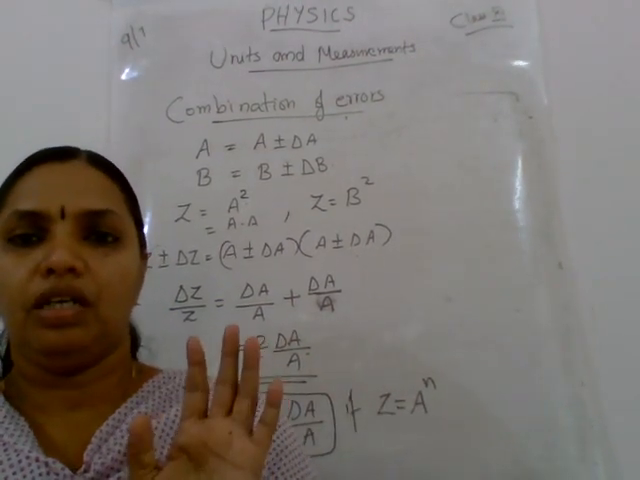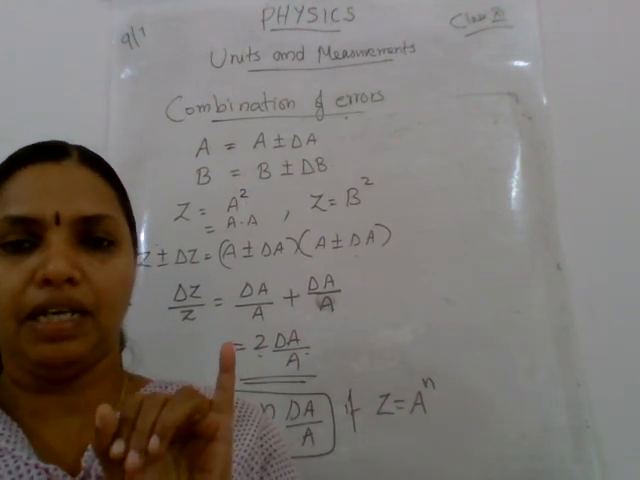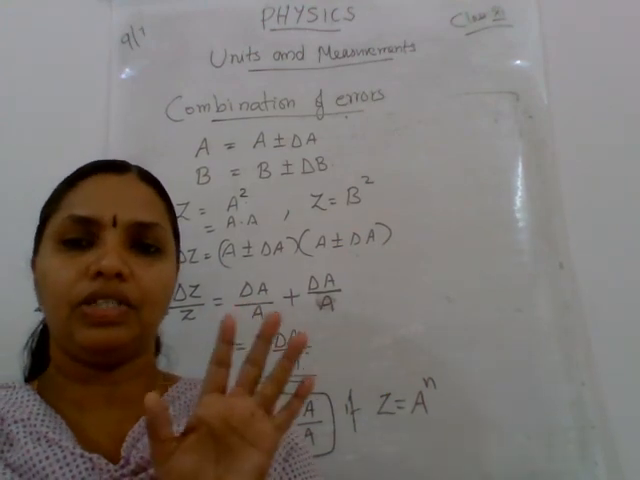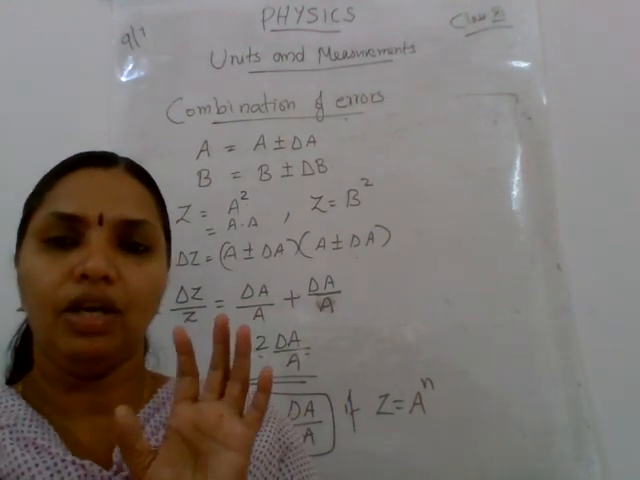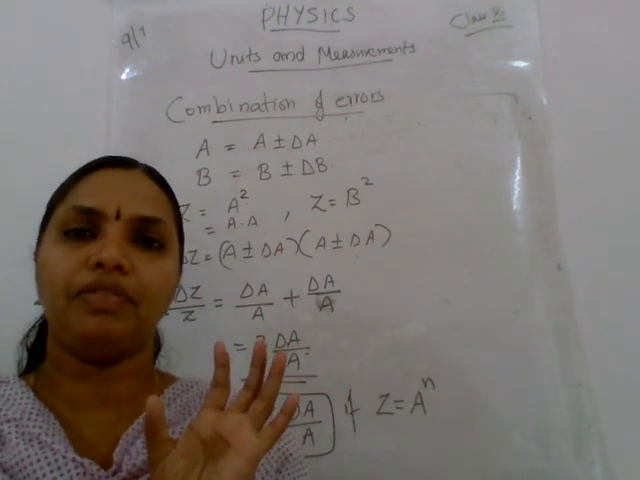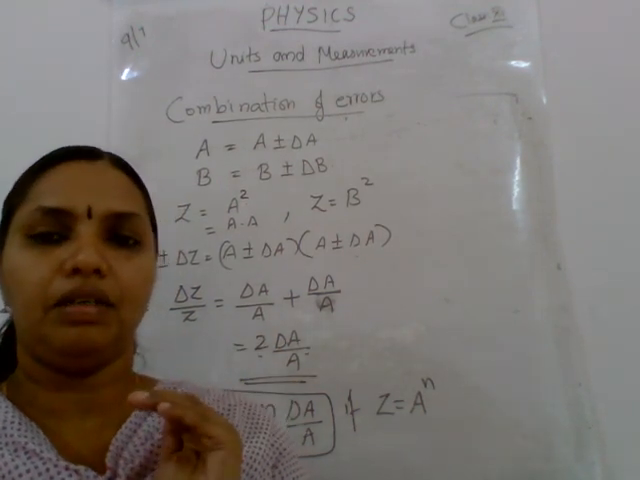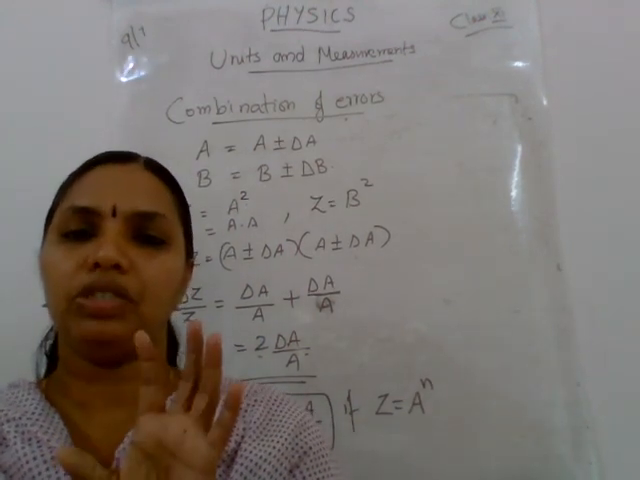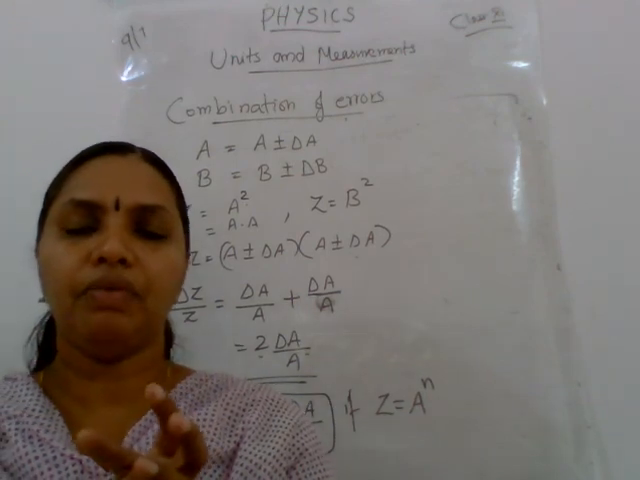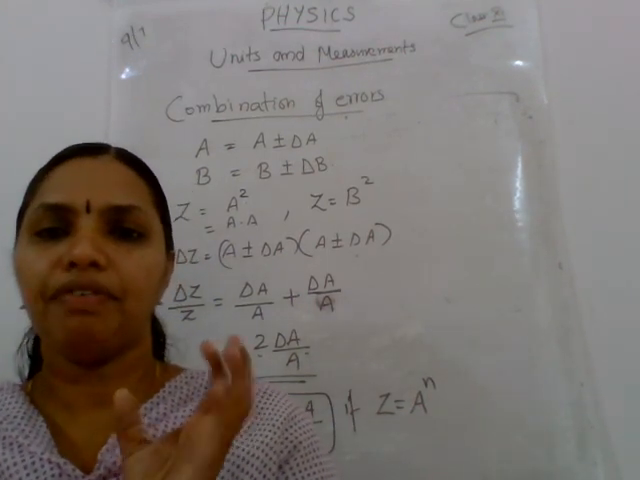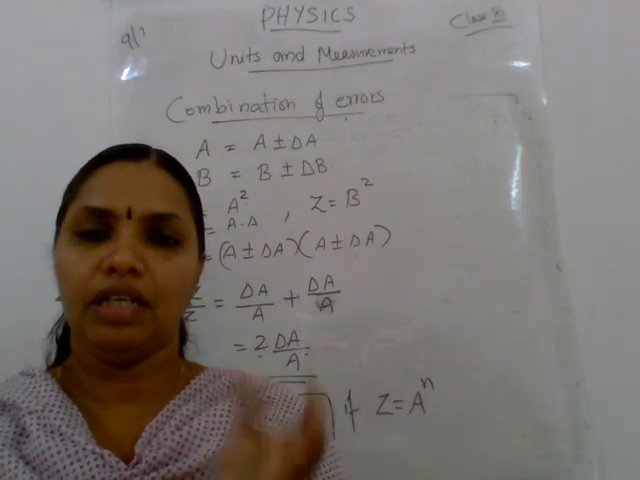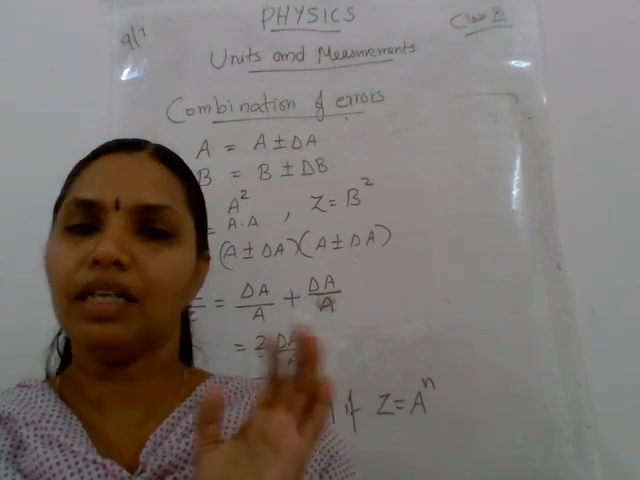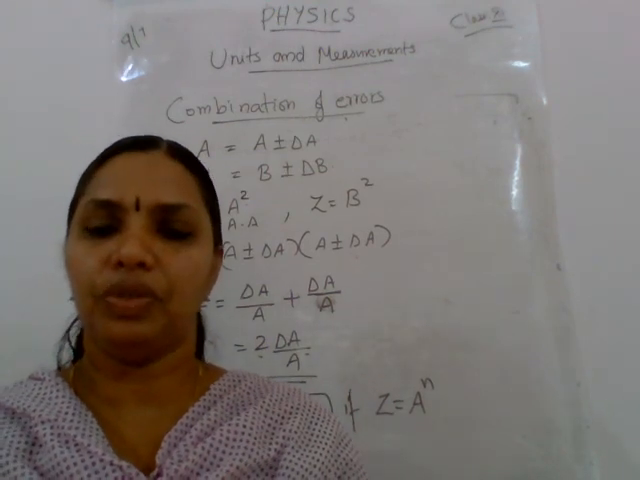Okay. So, a combination of errors by adding or finding out the difference, product, quotient and powers. In addition and subtraction, the error is the sum of the individual errors. And in product and quotient, the relative error is the sum of the individual relative errors. And for power, it is the product of power and relative error. Okay. So problems we'll discuss later. Complete your notes, and that's all for today. Thank you.